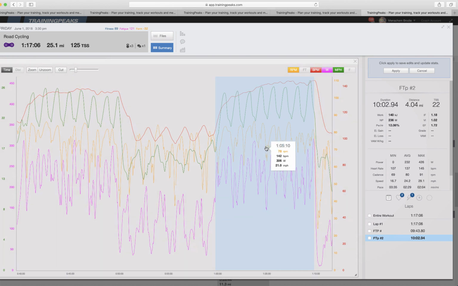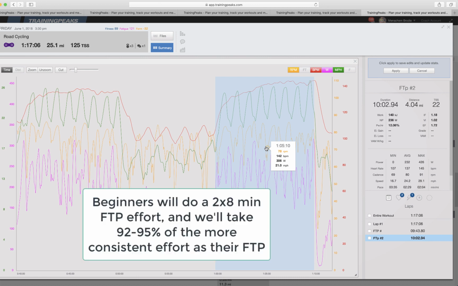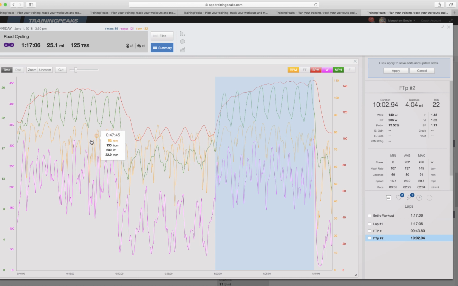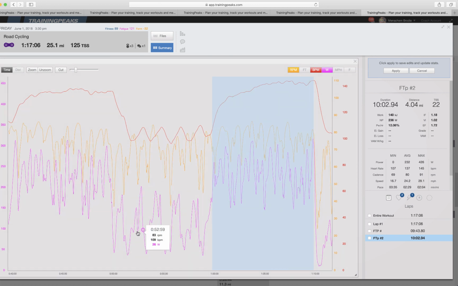For beginners, Philip, we will actually start with a 2 by 8 minute functional threshold test with 8 to 12 minutes rest and recovery in between. And again, we're looking at how they are recovering power-wise, heart rate-wise, cadence-wise in between these efforts. So if we take the speed out here for just a moment, we see that in between the efforts, the cadence doesn't change too much.